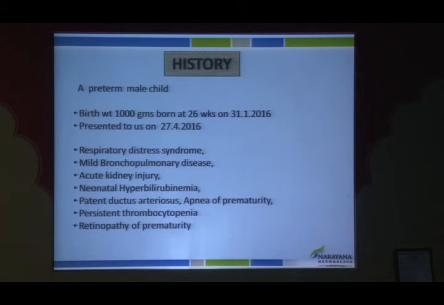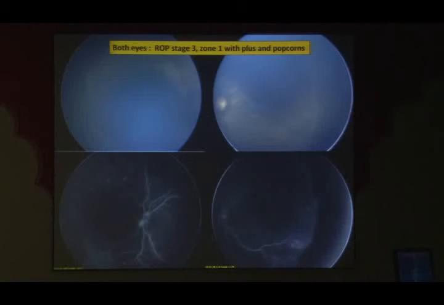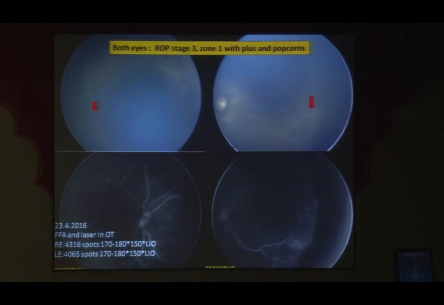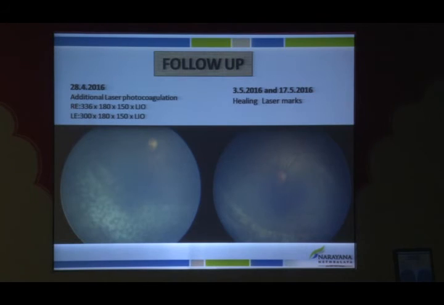Here is a preterm child, 1,000 grams, born on 31/1/2006, who had multiple systemic issues like respiratory distress syndrome, bronchopneumonia, acute kidney injury, and PDA, and had persistent thrombocytopenia and ROP. On evaluation, ROP stage 3 in zone 1 with plus and popcorns, underwent FFA and laser, following which laser photocoagulation was done. Subsequent follow-up was normal.